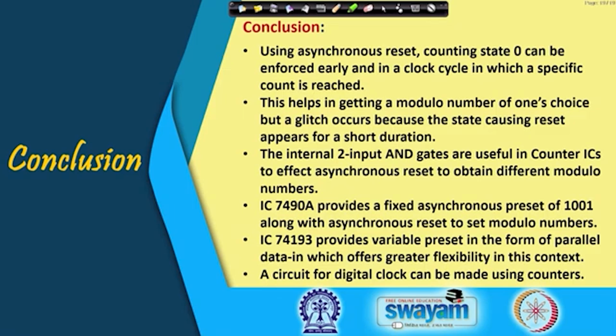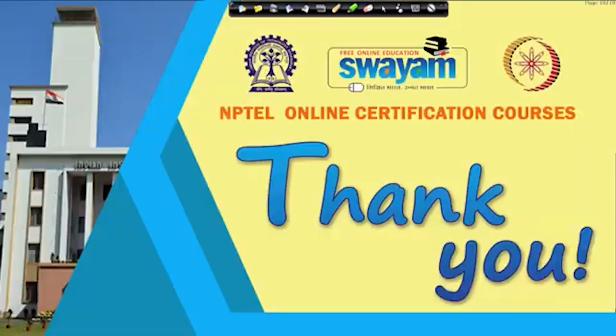The internal two input AND gates are useful in counter ICs to effect asynchronous reset to obtain different modulo numbers, that we have seen. IC 7490A provides a fixed asynchronous reset of 1001 along with an asynchronous reset to set the modulo numbers. In 74193 we have got variable preset, which offers a lot of flexibility. Also you have seen that a digital clock can be made using counters when we have a mechanism to initialize it. Thank you.